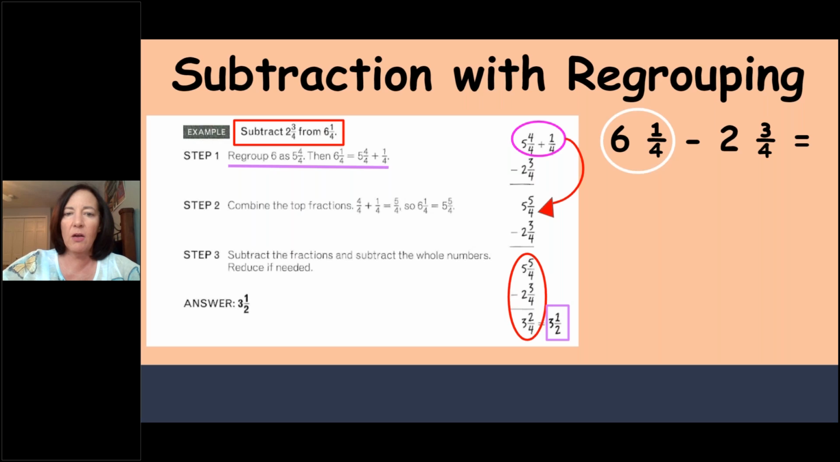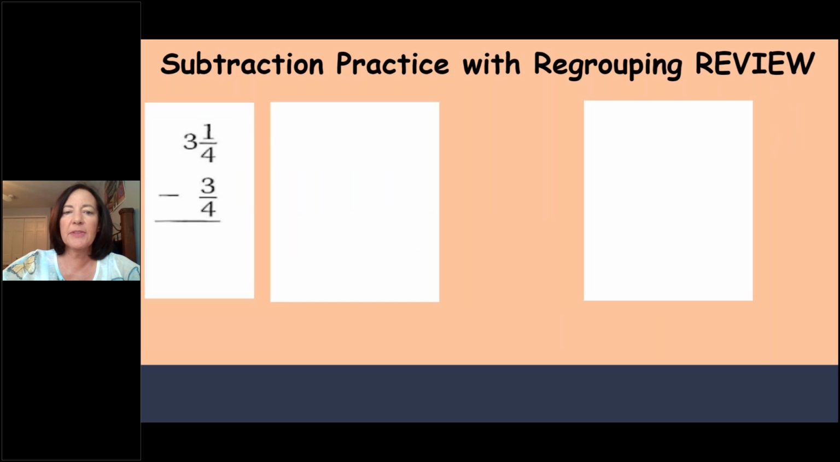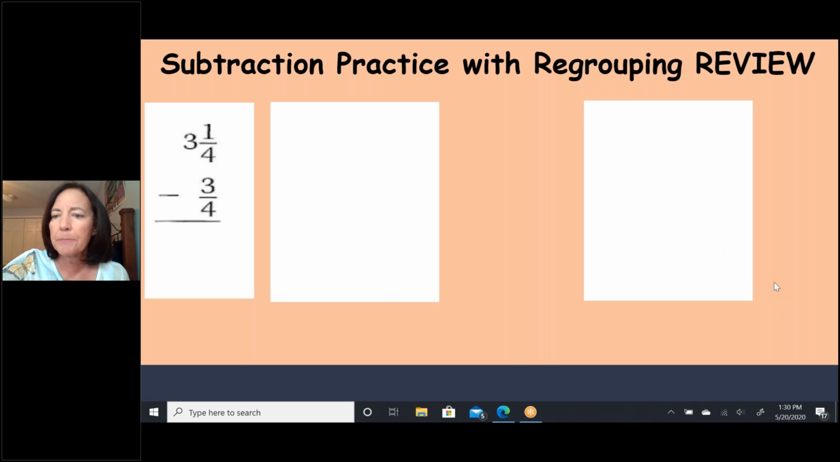Okay, so now we're going to practice some of these. And actually, I remember we did these. This was like the very last thing we did last week. And I remember being impressed because you did really well with this group of problems. Let's see how you do this time. We have 3 1/4 minus 3/4. So I want you to try to solve that. And if you need me to be your secretary, tell me what to write and I'll hold it up so you can see it.